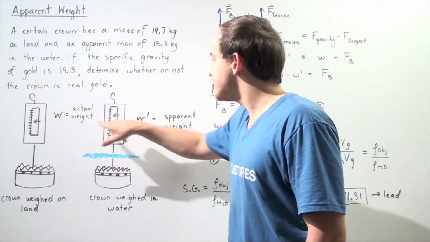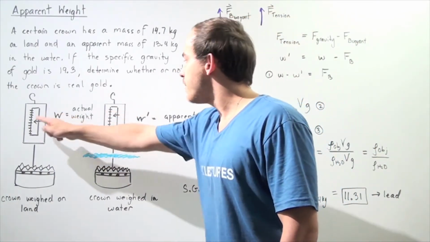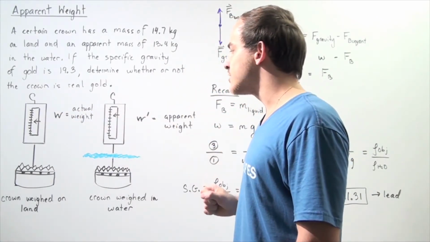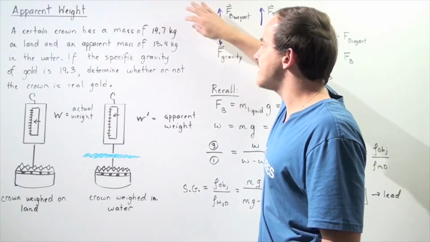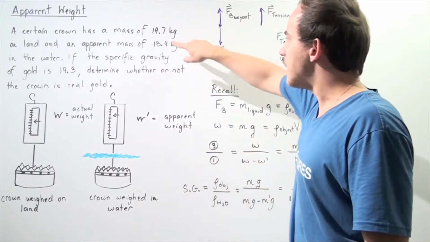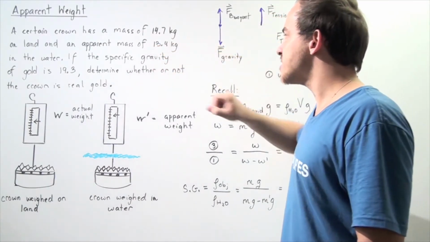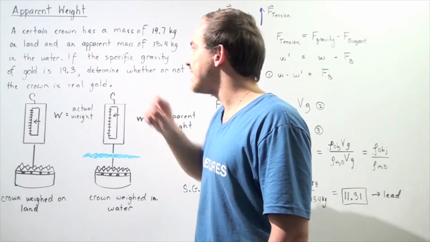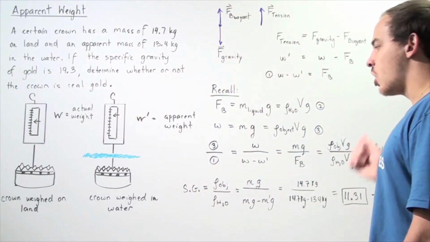So, knowing these readings, we can determine what the mass of each object is. The mass of the object on land is 14.7 kilograms, and the mass of the object in the water drops down to 13.4 kilograms. Now, knowing the specific gravity of gold is 19.3, let's determine whether or not the crown is real gold.